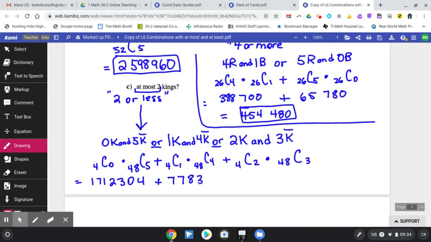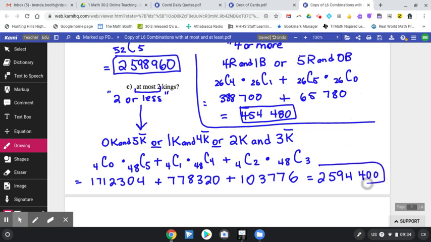It's a lot of buttons to push on your calculator. I have to admit, I'm always nervous that I've hit one of those keystrokes wrong and that something is going to be messed up. I hope that's not the case. We get a final answer, 2,594,400 different 5-card hands that would have at most 2 kings.